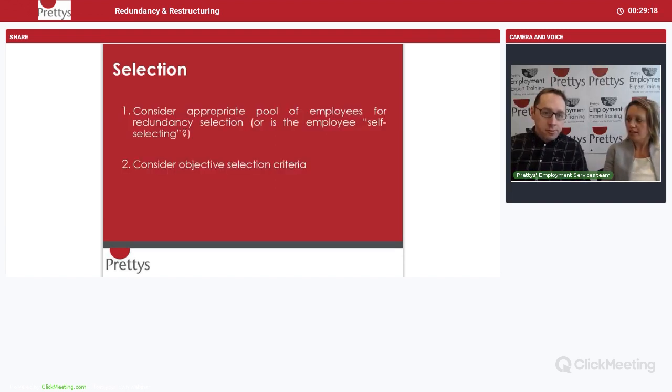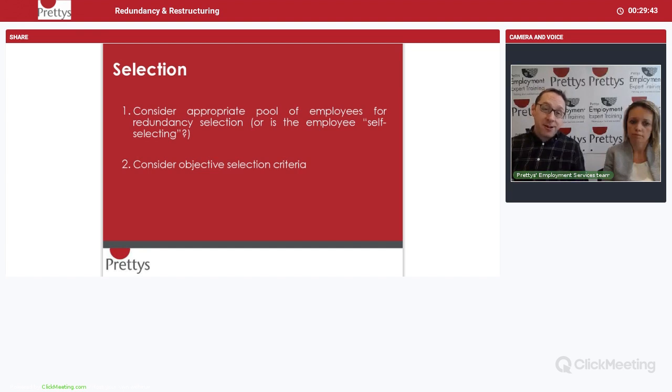So that's consultation. Now on to selection. Selection is all about how you select which employees should be made redundant. It's one of the main battlegrounds we find in a redundancy process, particularly where you have more than a handful of staff being made redundant.